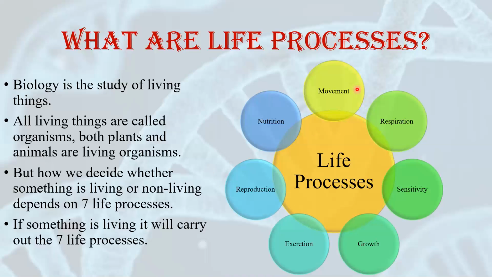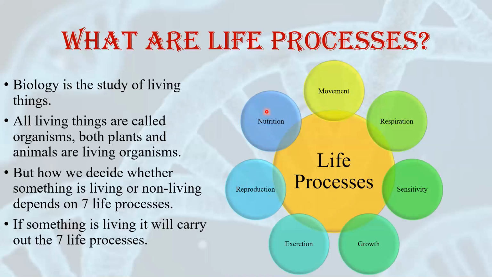Now, let us see what these 7 characteristics are. Movement, we all know living things move. Respiration, living organisms can respire. Sensitivity, living organisms have sensitivity towards the environment. Growth, living organisms grow. Excretion, living organisms remove the waste materials out from their body. Reproduction, living organisms can give birth to other living organisms. And nutrition: to sustain in life, to grow and to perform all these characteristics, living organisms need energy, and they get this energy by taking nutritious food. This process is called nutrition.